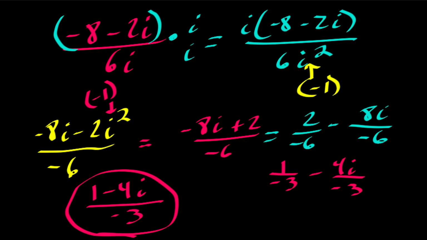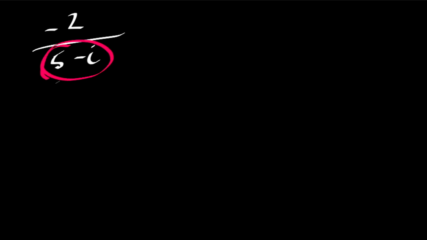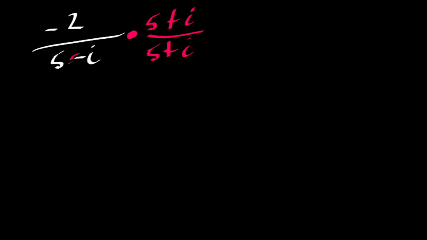All right, so now let's look at a conjugate example. Let's go back to this one: negative 2 over 5 minus i. Once again, we are dividing with i on the bottom, but we no longer have one single term. This is actually two terms now. It's a complex number. So if we have a complex number, we have to multiply on the top and bottom by the complex conjugate, which is once again just taking this minus sign and making it a plus sign.